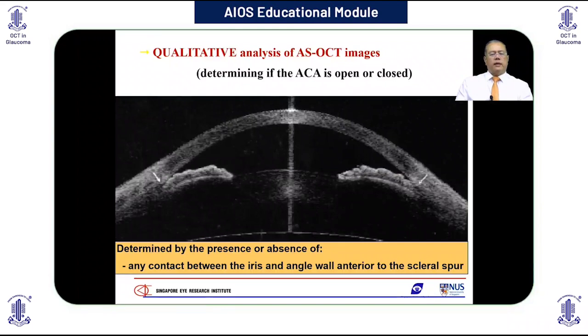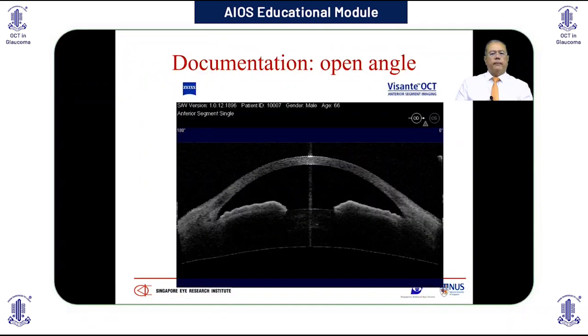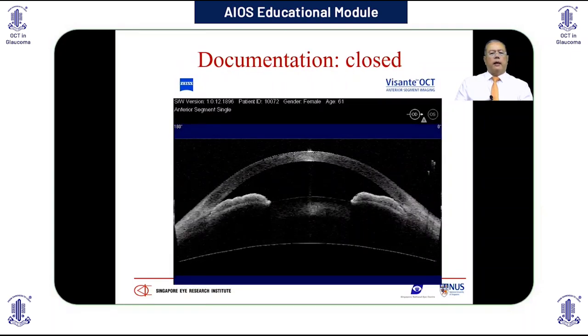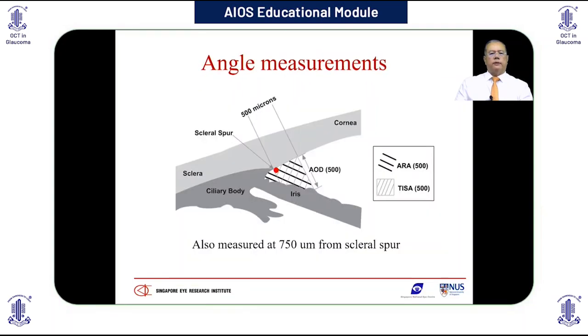So when you determine subjectively if there's angle closure, you first follow the inner curvature of the cornea to the sclera, and where they meet is the scleral spur. If there's contact of the iris anterior to the scleral spur, you assume that there's contact between the iris and the trabecular meshwork, and there's angle closure. Here's an example where there's no contact of the iris anterior to the scleral spur, and this is an open angle. And here's another example where, if you follow the inner curvature of the cornea and sclera, you will find the scleral spur, and there's contact of the iris anterior to the scleral spur, and this denotes angle closure.